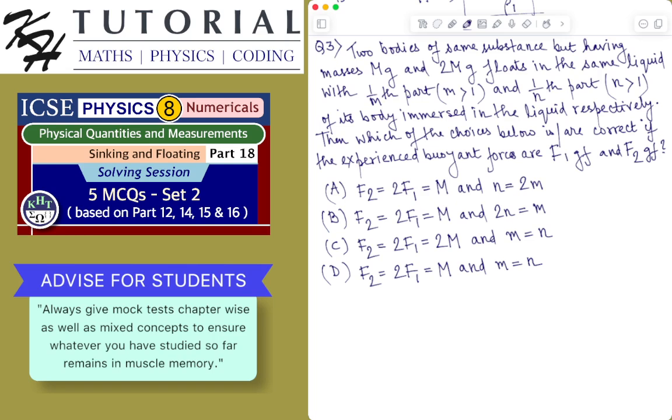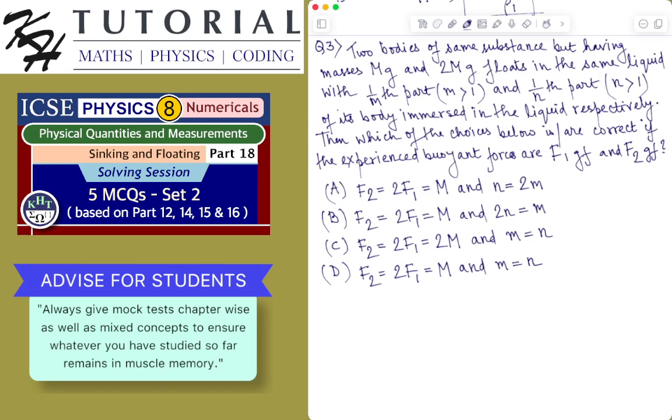So basically, since m is greater than 1 and n is also greater than 1, 1 by m is nothing but the fractional part of the body which is immersed. 1 by m is the fractional part of the first body having mass m gram, which is immersed in the liquid while it is floating. Also 1 by n is the fractional part of the second body having mass twice m, which is immersed in the liquid. Then which of the choices below are correct if the experienced buoyant forces are F1 gram force and F2 gram force?